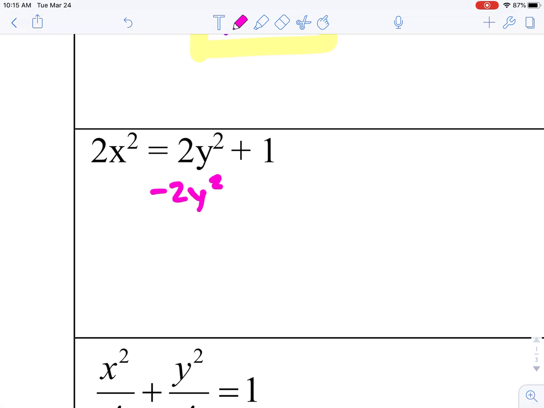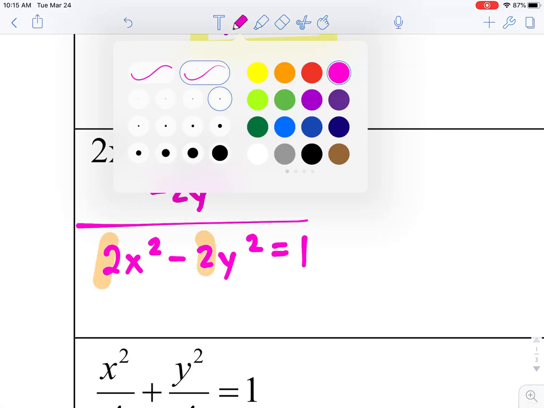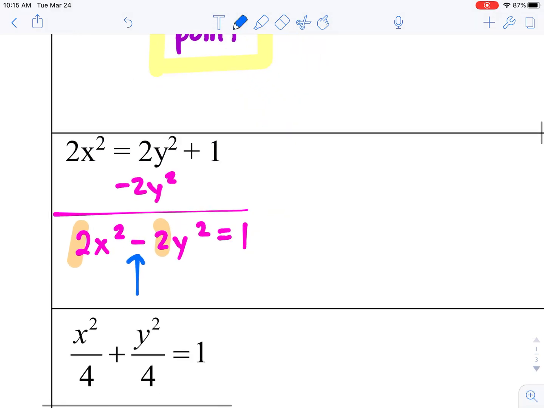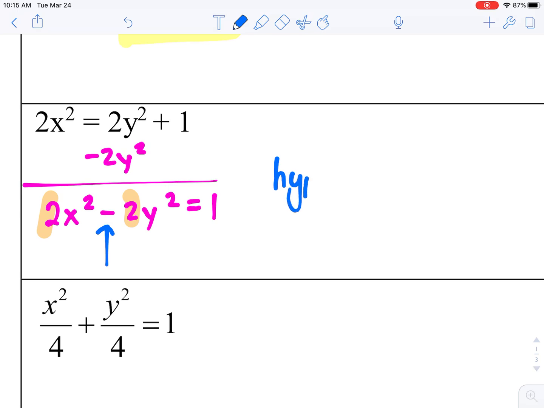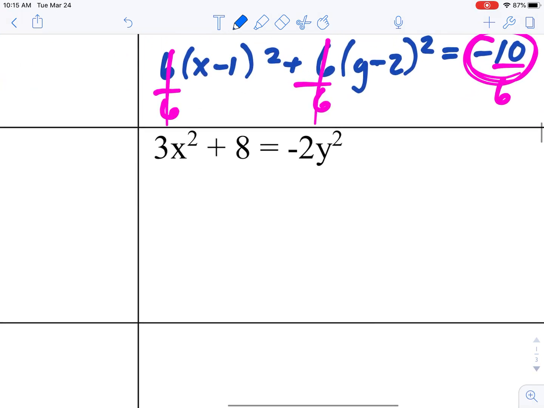This one, they're both squared, but we do need to have them on the same side. And it's okay that they had the same coefficient. Once you see that minus sign, both are squared and there's a minus, what does that automatically make it? It makes it a hyperbola. It's automatically a hyperbola. Don't worry about those lead coefficients being the same. Just by having that minus sign, it's a hyperbola.